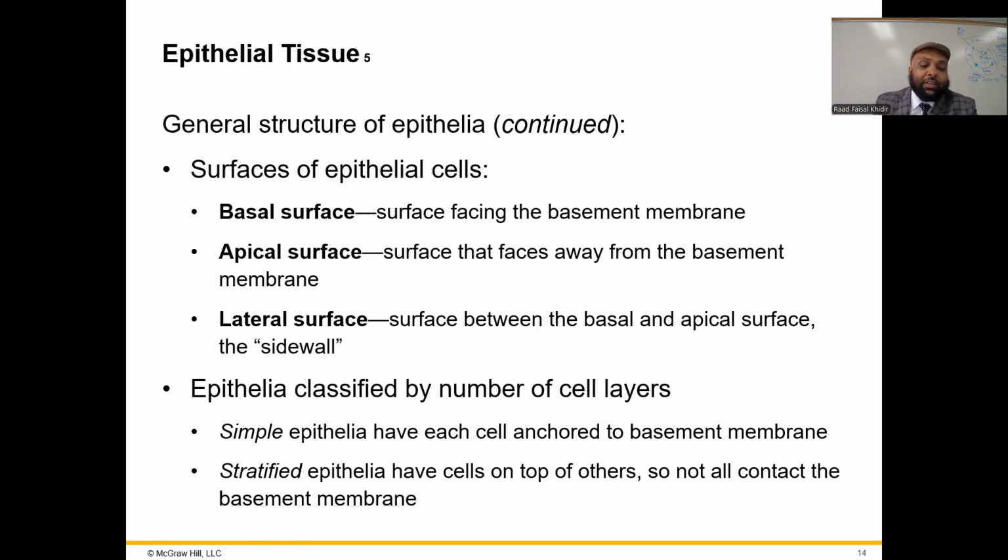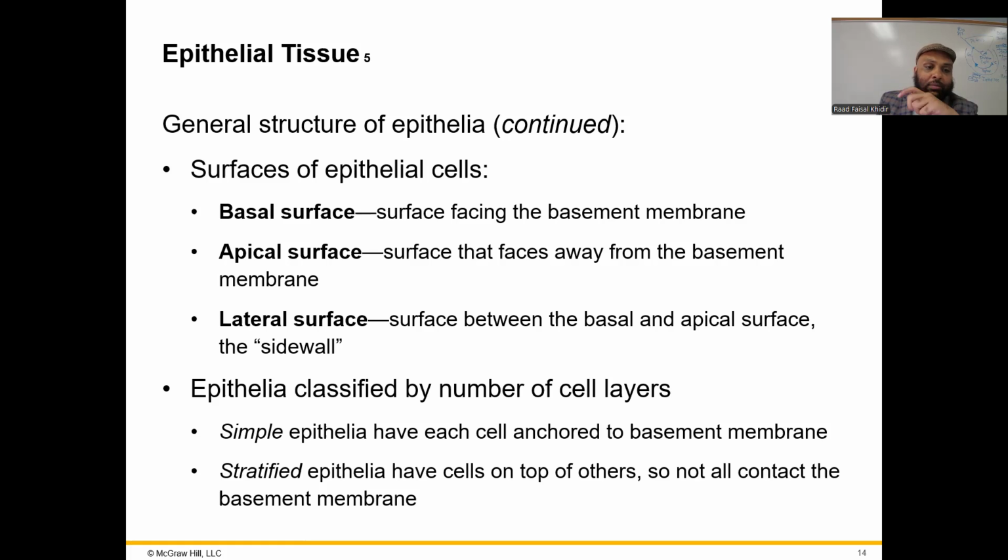The epithelia are classified by the number of cell layers. Simple epithelia have each cell anchored to the basement membrane, while in stratified epithelia some cells touch the basement membrane and others are lying on top of each other. So if you are simple epithelia, every single cell in the tissue will be attached to the basement membrane. But if you are stratified epithelia, they will have cells on top of each other and not all contact the basement membrane.